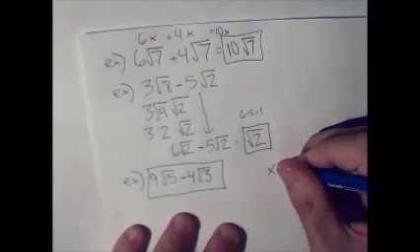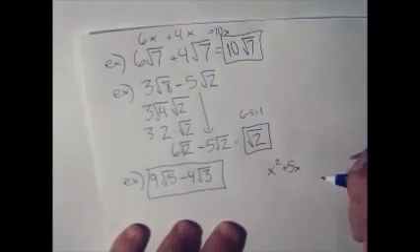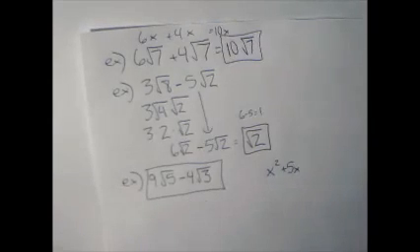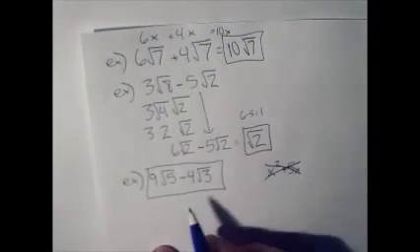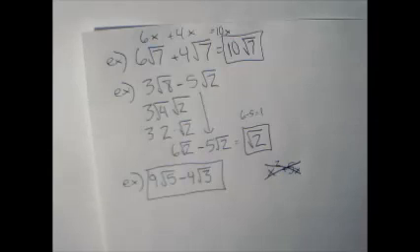Just like if I had x squared plus 5x, if those weren't the same variable, same exponent, there's no combining them. If those aren't the same radicand, there's no combining them. That is my answer.